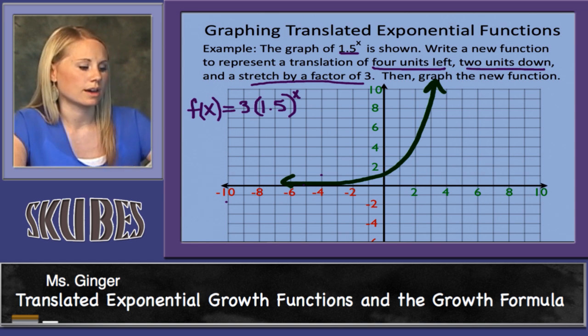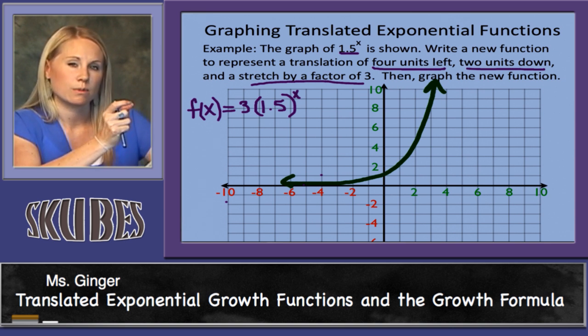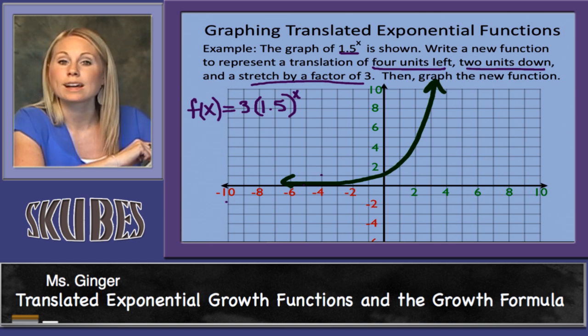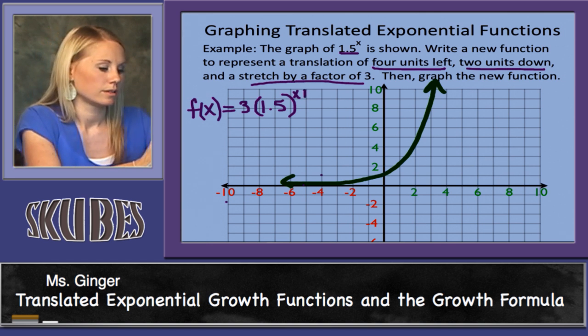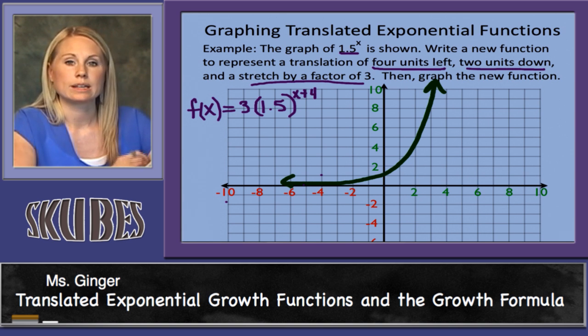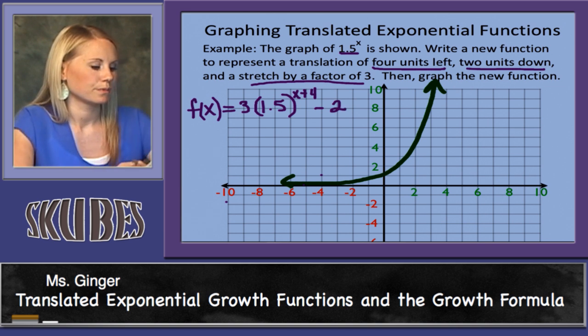We need to apply a 4 units left movement, so we know that numbers inside with that x are going to cause the left and right movement. So since we want to move left, we're going to add 4. So we're going to add in 4 here. And then 2 units down, we're going to need to subtract 2 on the outside to make that happen.